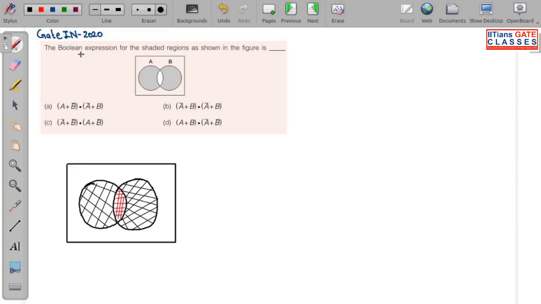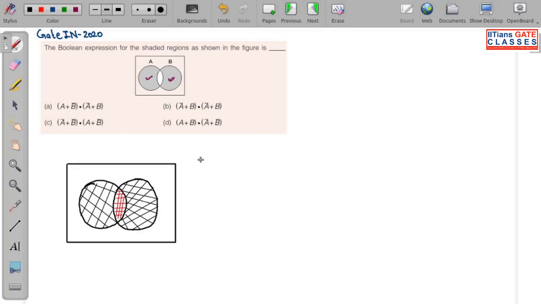So this question was asked in instrumentation. This is also a very simple question asked from the Venn diagram concept. If we want to solve this, we should have a clear and simple logic of Venn diagram. Let me ask you a few questions. First, what have they asked? The Boolean expression for the shaded region as shown in the figure. They want to know the Boolean expression for this region. Very simple.